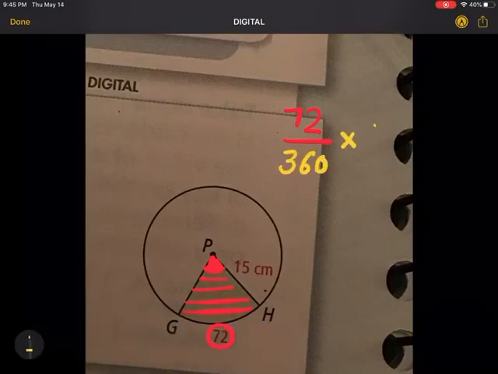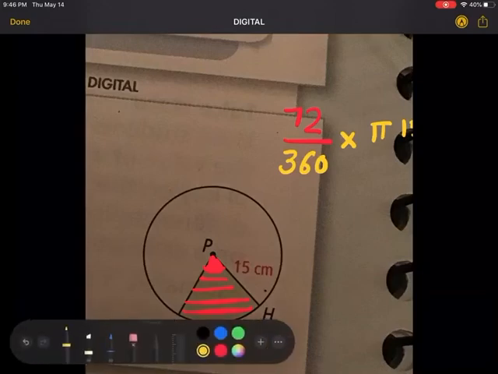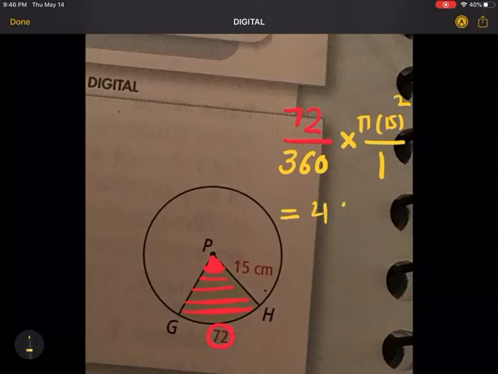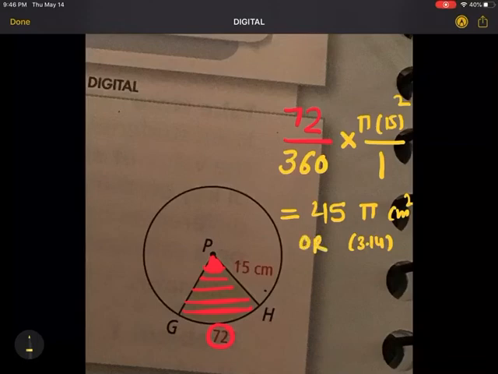So times pi r squared. R is the radius, which is 15. So let me write pi times 15 squared. Now just multiply straight across, or you can put it in your calculator, and you get 45 pi centimeters squared. You can plug in 3.14 for pi and multiply it out, or leave it in pi, it's the same thing. Either way, it's fine.